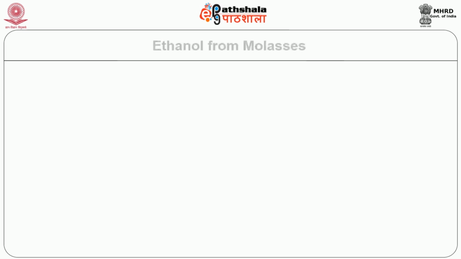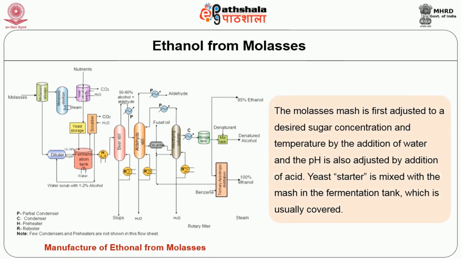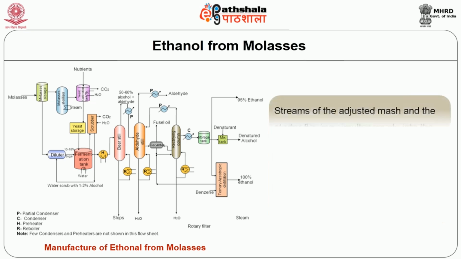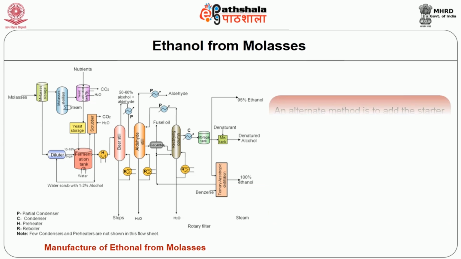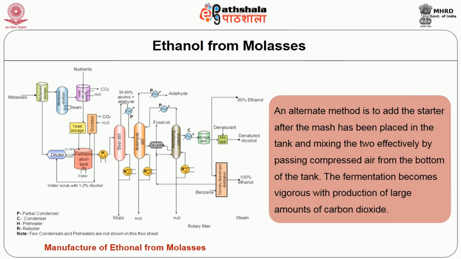Now, first let us discuss how ethanol is made from molasses. The molasses mash is first adjusted to the desired sugar concentration and temperature by the addition of water, and the pH is also adjusted by the addition of acid. Yeast, the starter, is mixed with the mash in the fermentation tank, which is usually covered. Streams of the adjusted mash and the starter flowing simultaneously into the fermenter may be caused to converge on a baffle board in the upper part of the tank. The mash and the starter become well mixed as they sputter and fall to the bottom of the tank. An alternative method is to add the starter after the mash has been placed in the tank and mix the two effectively by passing compressed air from the bottom of the tank.